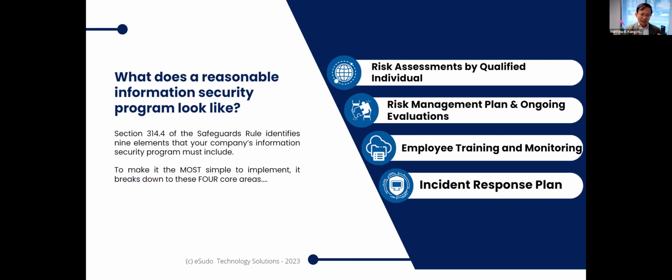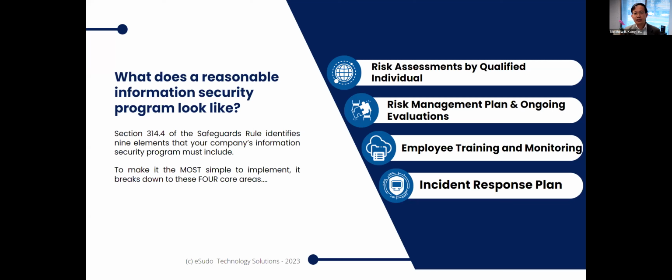But what we did was summarize it into 4 core areas. Number 1 is having a qualified individual who's going to do a risk assessment for you. I'm going to go deeper into each of these 4 categories. The second is, once you identify what those risks are, how you're going to implement protection of your data and provide ongoing monitoring and services to comply.